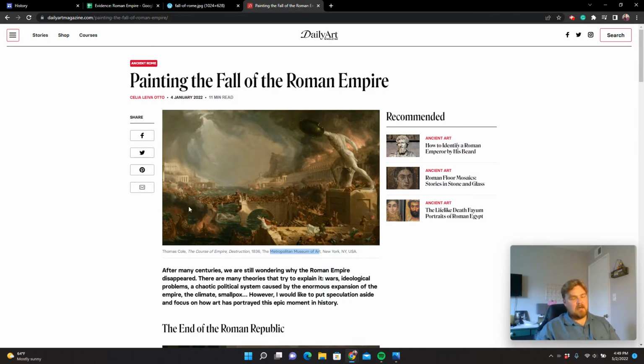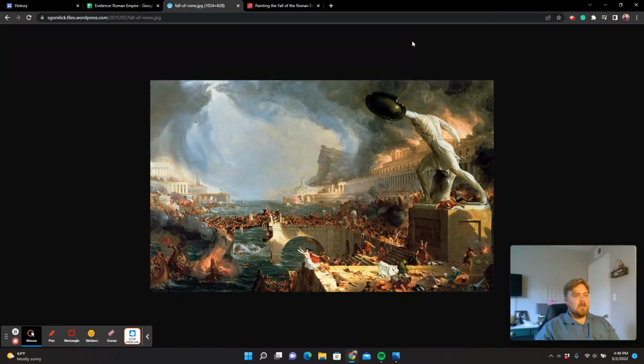You also have another painting from the Met Museum that you guys are going to analyze. But I'm going to look at this one. Here's a bigger one here. Now, right off the bat, it just looks chaotic.